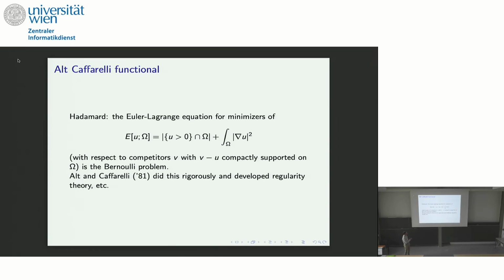Alt-Caffarelli, in a famous paper, studied minimizers of this rigorously, and they developed a regularity theory for minimizers. And minimizers are really well understood here. This is a problem where a lot of work has been done on minimizers. They have a satisfactory regularity theory of the free boundary and so on. I want to go beyond minimizers because I want to construct solutions which are non-minimizing. I'm not satisfied with minimizers.